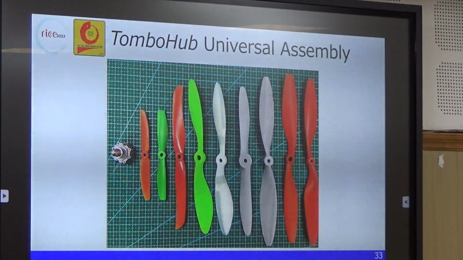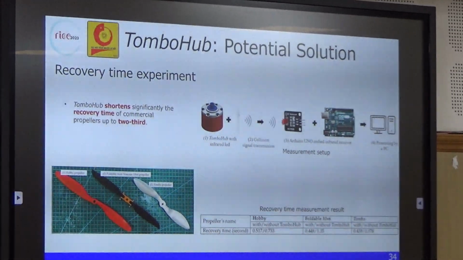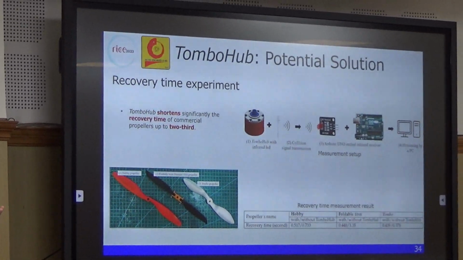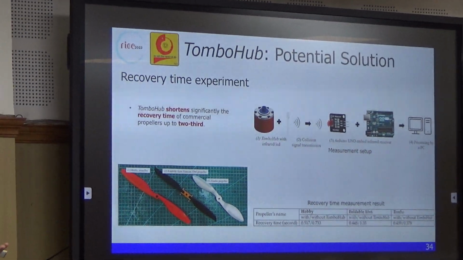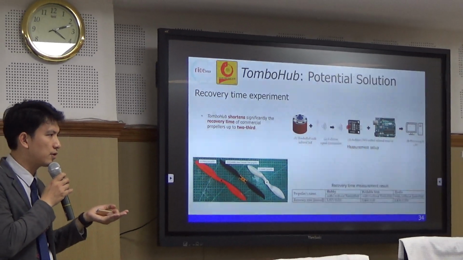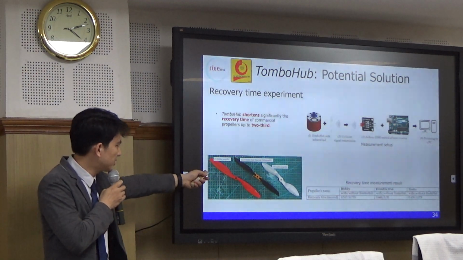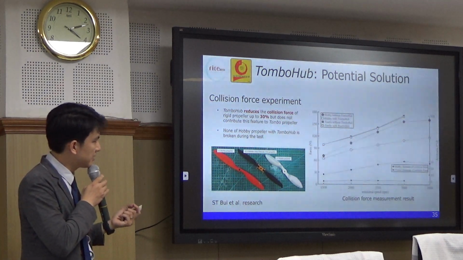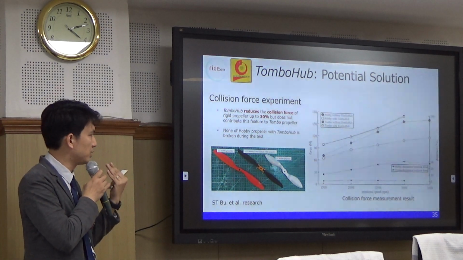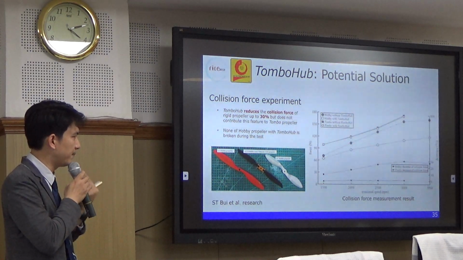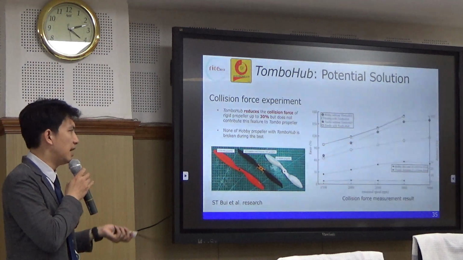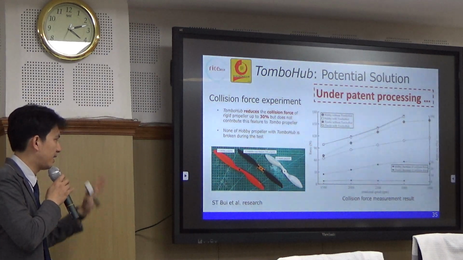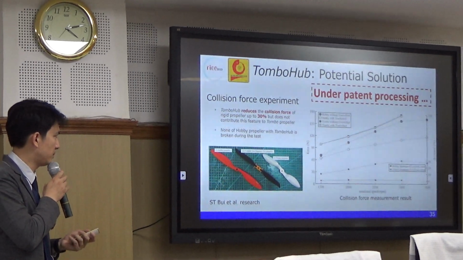So what are the benefits my hub brings? The first thing is that this hub can reduce collision faults by about 30 to 40 percent. It means that after several collisions, this propeller can still work. And secondly, it can reduce the fall after the collision. It means that the drone can recover very fast. These are the advantages of this hub. And now it is in patent processing. So I'm sorry that I cannot talk in more detail about the structure of this hub.